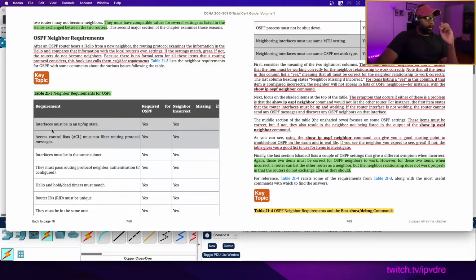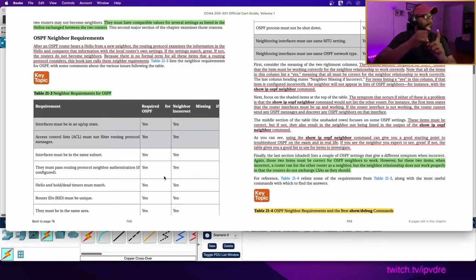So these are the requirements. Interfaces must be in an up state, meaning that both the interfaces between the two routers have to be in an up state. And if you're watching this video, I'm assuming that you already understand subnetting. I'm assuming that you already read everything up to this part right here, right?